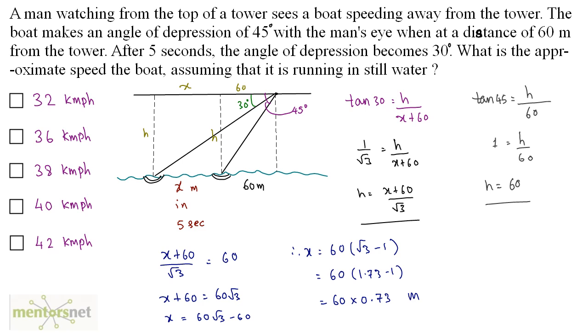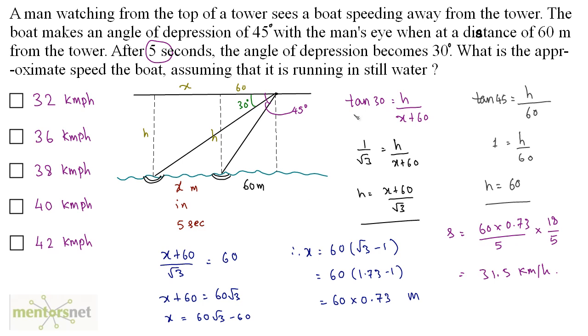Well, what is the speed? Speed is equal to distance upon time. So speed is equal to the distance traveled, 60 times 0.73 meters, upon the time, it travels it in 5 seconds, so divided by 5. Well, this speed will be in meters per second, but we want the speed in kilometers per hour. So we need to multiply it by 18 by 5 to convert it, right? So when you solve this, you'll get 31.5 kilometers per hour.